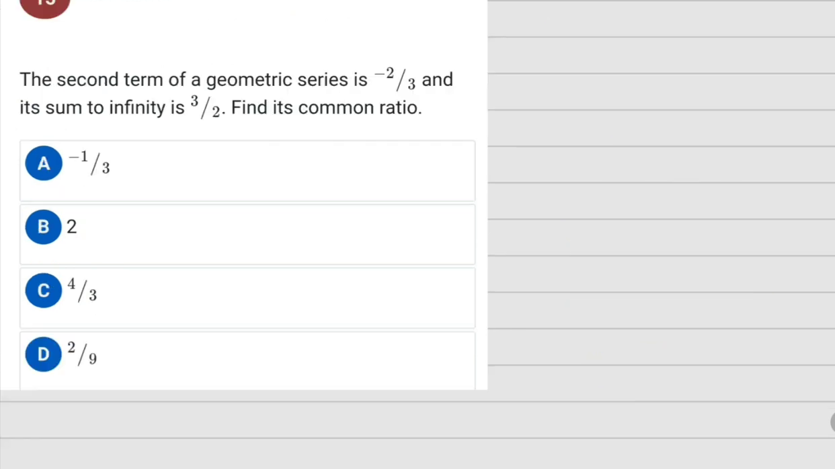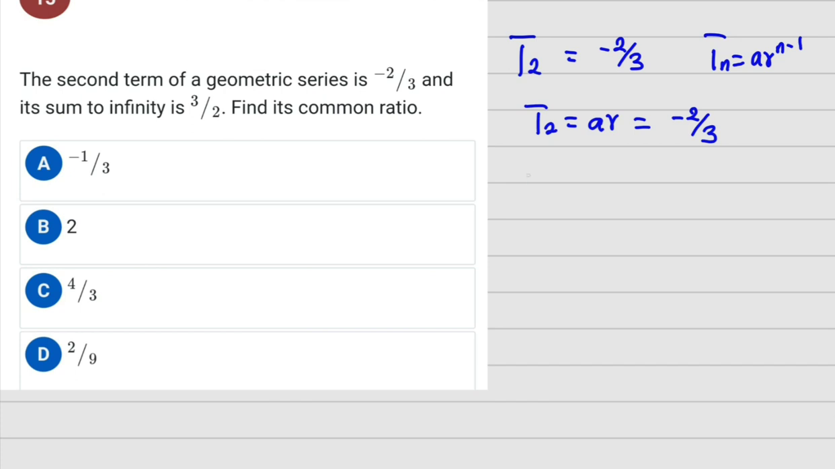Okay, number 15 is a GP problem under sequence and series. Now they say that the second term of a GP, T2, is equal to minus 2 over 3. Remember, Tn in a GP is AR raised to power n minus 1. So we can safely say T2 is the same thing as AR, which is the same thing as minus 2 over 3. And the sum to infinity is 3 over 2.